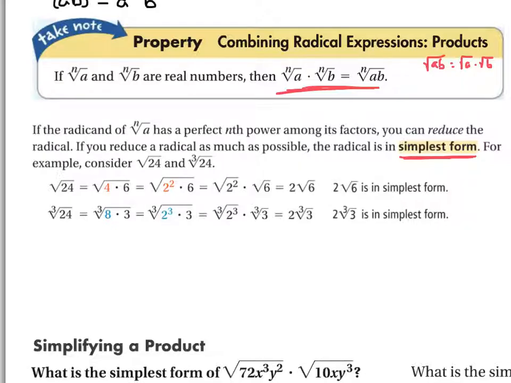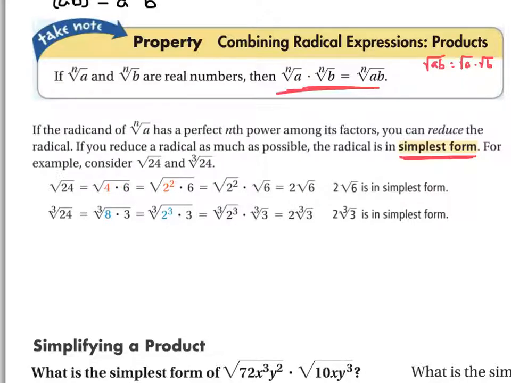So the square root of 24, the index is what? 2. On a square root, the index is 2. And so 24 has a perfect square within it. One of its factors is 4. 4 is a perfect square. And so 24 can break into 4 times 6. Therefore, I can take the square root of 4, which gives me 2. And the square root of 6, I can't do anything with, so it stays the square root of 6.